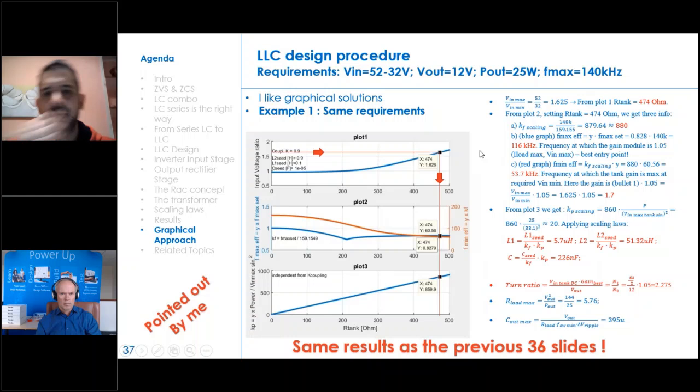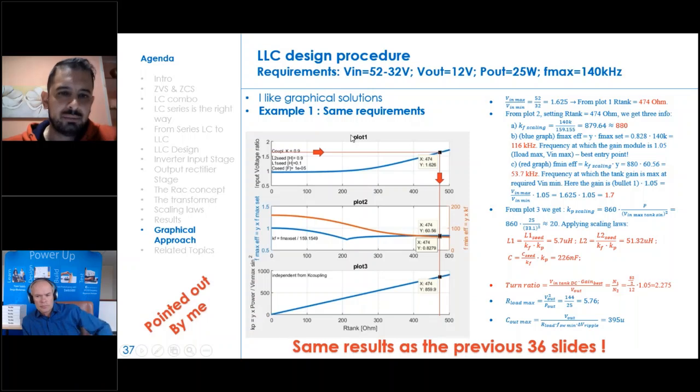So here you see the same requirements reported on the top, and you get the same results of the previous slides. So let's run this quickly. On plot number 1, left side, you see my initial random values L1, L2, and C1. Neglect for now the coupling factor.